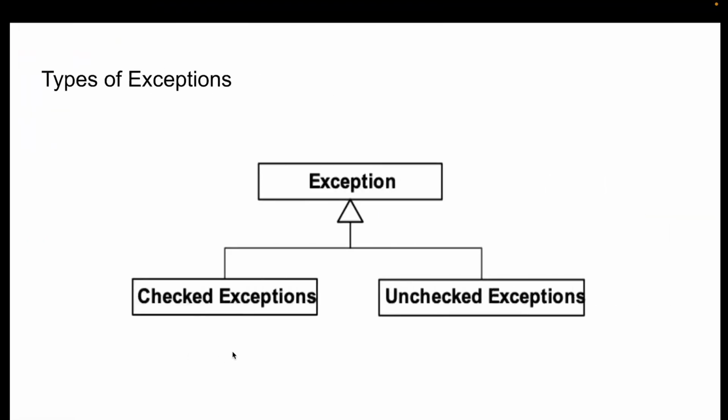Those are basically compile time errors, and those are checked exceptions. And whatever exceptions you get only after running the program, that is your runtime exception. Runtime exceptions are also called unchecked exceptions. So that is the difference. Checked exceptions, or compile time exceptions, you can get to know even before running your program, and unchecked exceptions are the exceptions that occur only after running your program. That is why they are also called runtime exceptions.